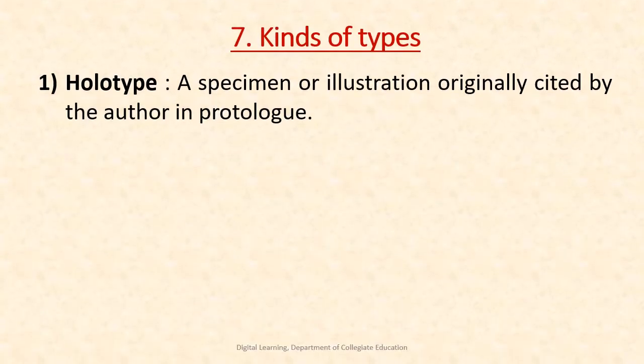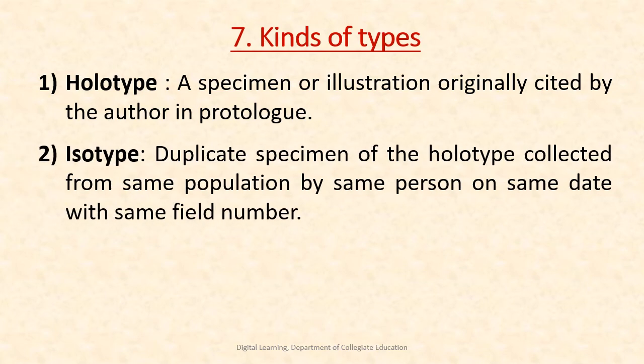Then kinds of types. The first one is the holotype, a specimen or illustration originally cited by the author in the protologue. The second type is the isotype. It is the duplicate specimen of the holotype collected from the same population by the same person on the same date with the same field number.